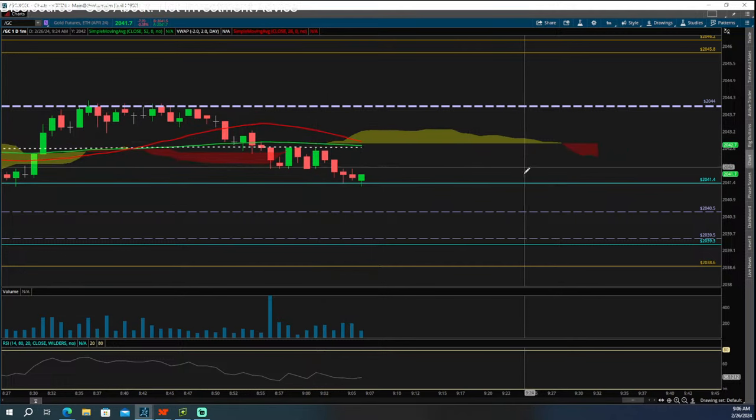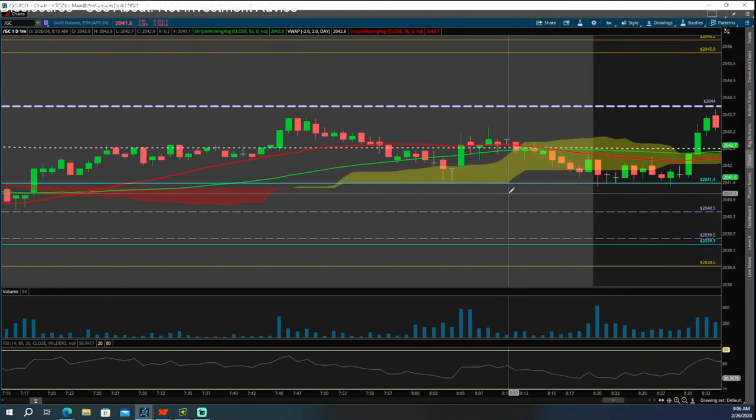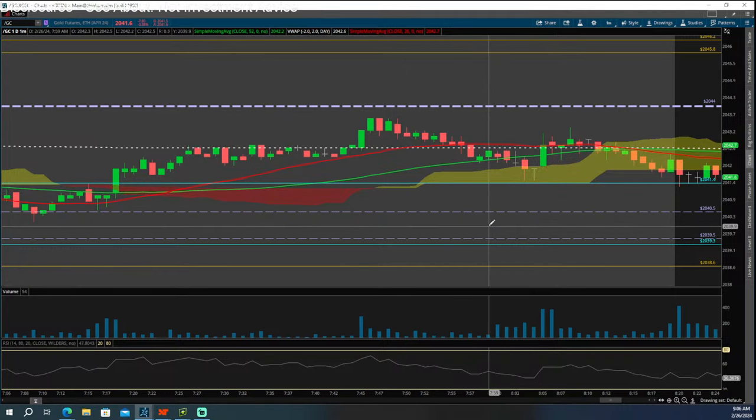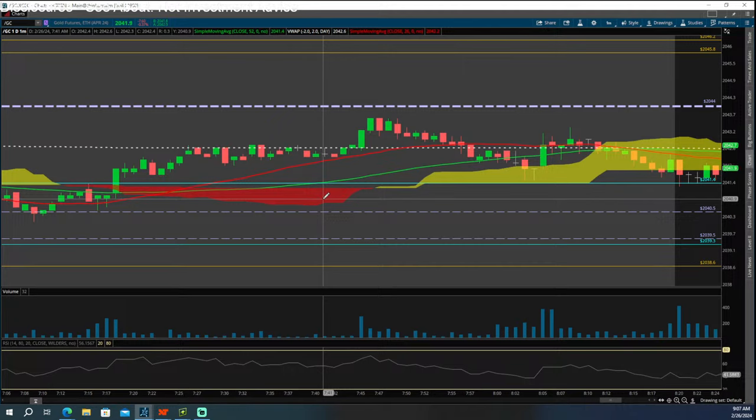You could look at, see what it's been doing. You can see that probably this level down right here, 2040 would be a good stop, but that's 15 points. So another one, if you want a tighter stop, I would probably drop it right below this level here, which is 2040.9. But you got to give it some room, guys. That's just the risk that you take. Okay, let me move back.